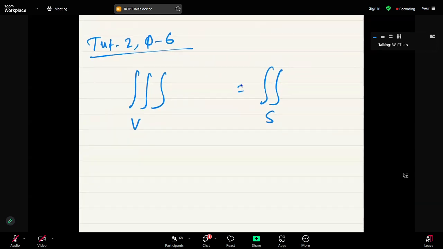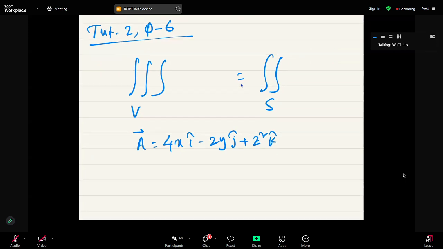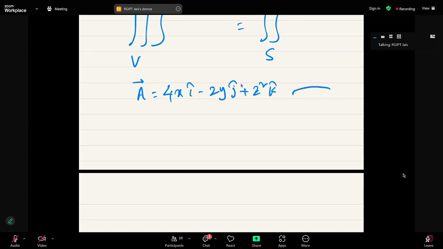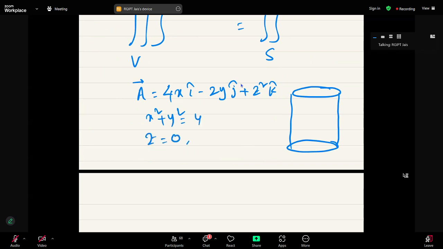So here we gave you a vector. We gave you this vector A equal to 4x i cap minus 2y j cap plus z square k cap. And we told you to verify the divergence theorem for a cylinder. We told you that this is the cylindrical surface for which the equation is x square plus y square equal to 4, and is bounded between z equal to 0 and 4, right?